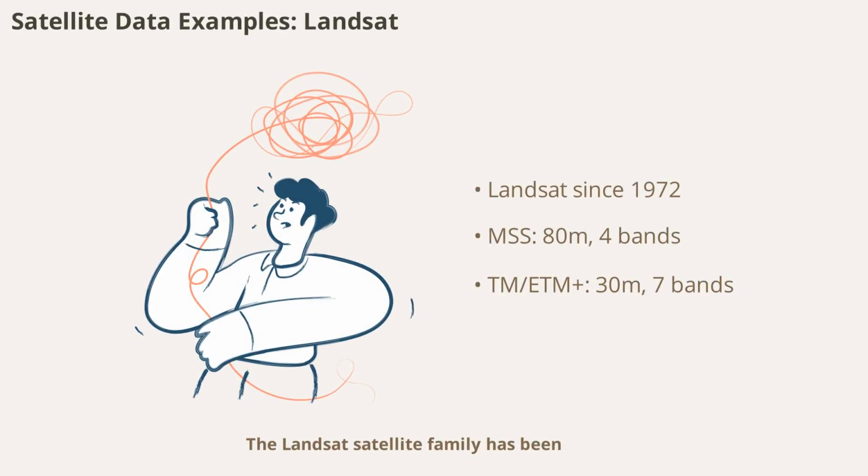The Landsat satellite family has been a cornerstone of remote sensing since 1972. Early Landsat satellites used multispectral scanning (MSS) systems with 80-meter pixels and 4 bands. Later generations introduced the Thematic Mapper (TM) with 7 bands and 30-meter resolution, and the Enhanced Thematic Mapper (ETM+) with even finer detail. Landsat's long-term, consistent data is invaluable for tracking changes on Earth.